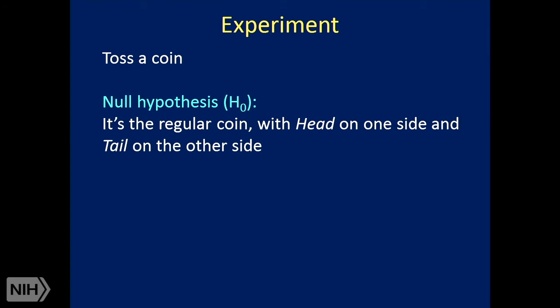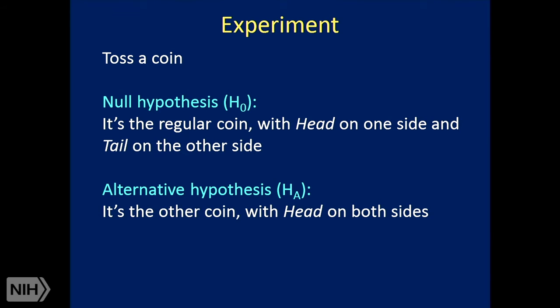So we have 2 coins. One has tail and head, and one has 2 heads. And we're going to toss it. I'm going to give you the data, and I'm going to ask you to decide which coin I'm tossing. So the null hypothesis is that it's the regular coin with head on one side and tail on the other side. And the alternative hypothesis is that it's the other coin, the one that has head on both sides.